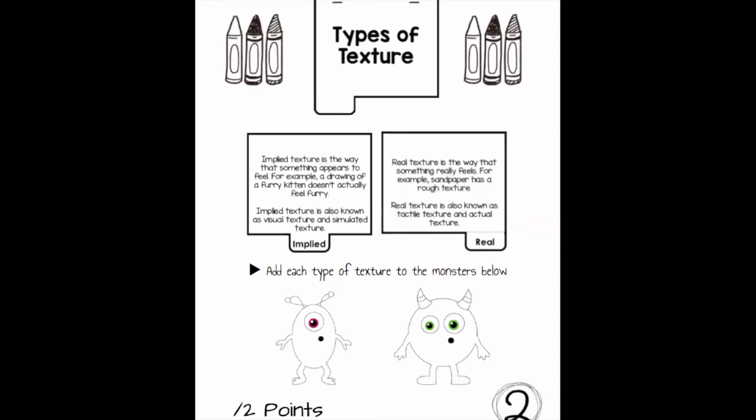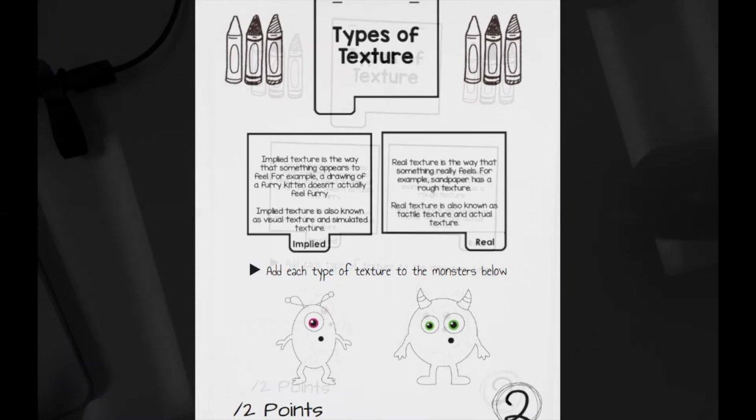So we're on page 2 now, and it's going to ask you to create real texture and implied texture. So for your implied texture, we're going to go down to this little monster with the purple eye, and you're going to draw something on him that gives the illusion that he has texture. On this little monster with the green eyes, you're actually going to create a real texture. So I'm going to demonstrate right now how you might be able to go about that.